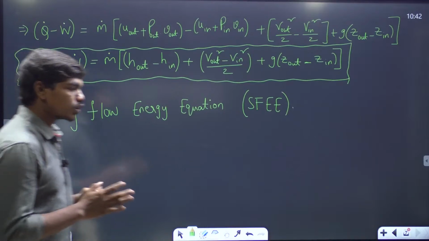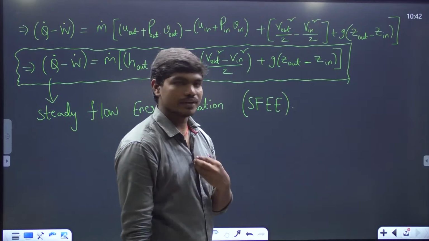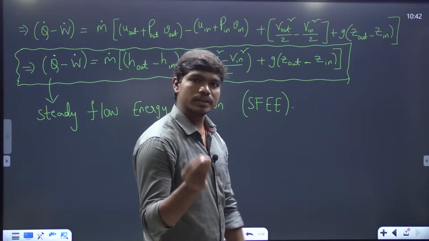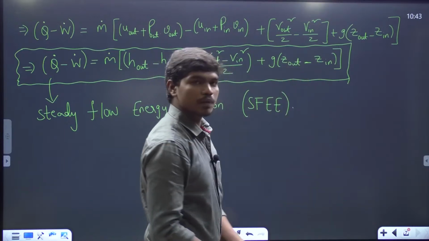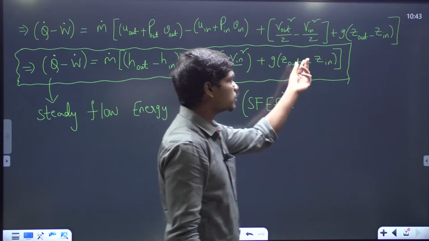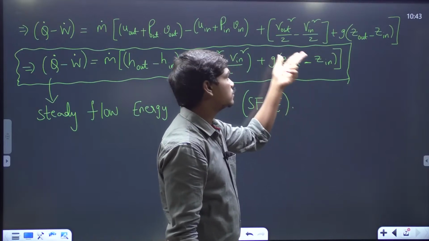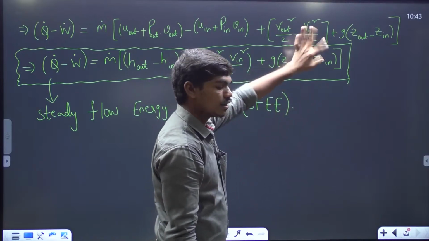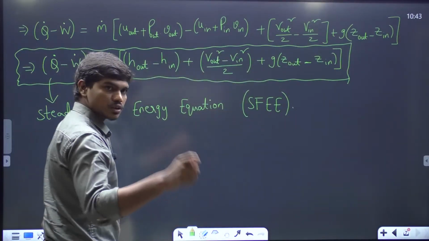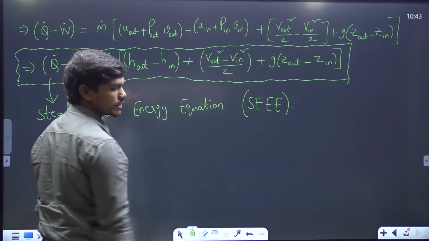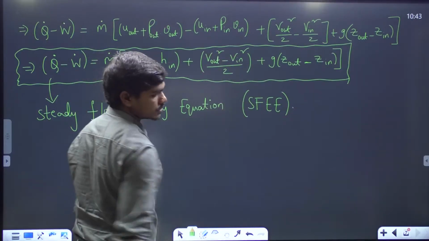If the system is closed, tell me one thing, and let us suppose potential energies are neglected, gravitational effects which we have neglected generally. Then what about this Z out minus Z in? If potential changes are neglected, Z in is the same as Z out, so the difference between these two is 0. Correct? So this term gets eliminated. Next, if the system is closed, will there be any macroscopic kinetic energies for the masses coming in and going out? No. These two terms will also be 0.